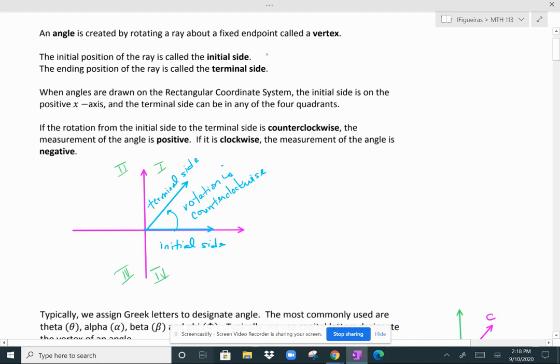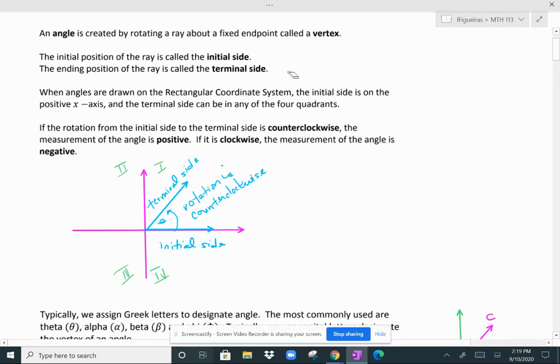The initial position of the ray is called the initial side, and the ending position of the ray is the terminal side. So a visual of what you see here: the angle is the measurement from the initial side to the terminal side. The rays are the two lines that make up the angle, and the angle measurement is this space right in here, which I'll call theta. We often use Greek letters to identify angles.